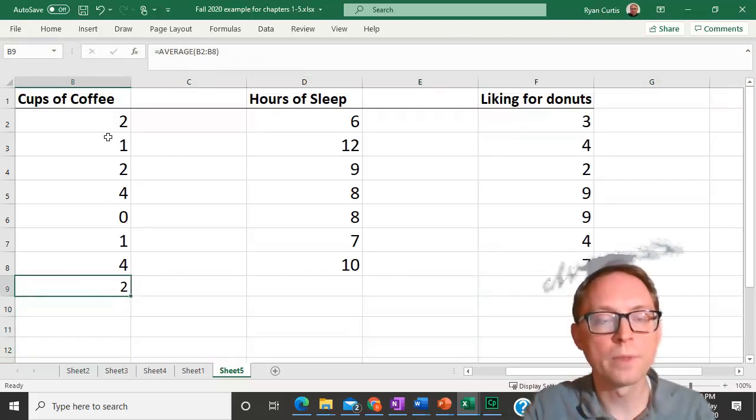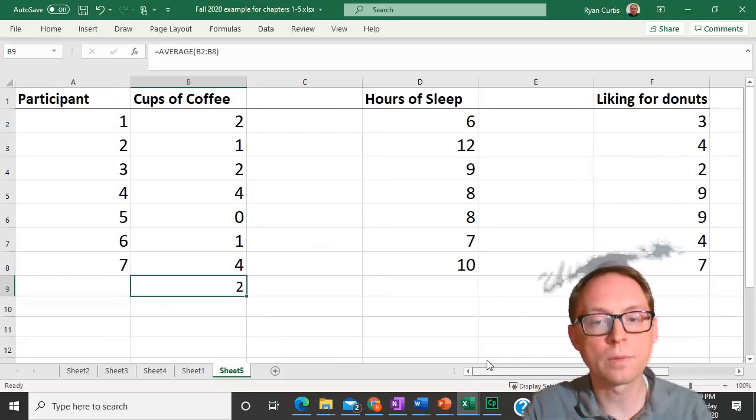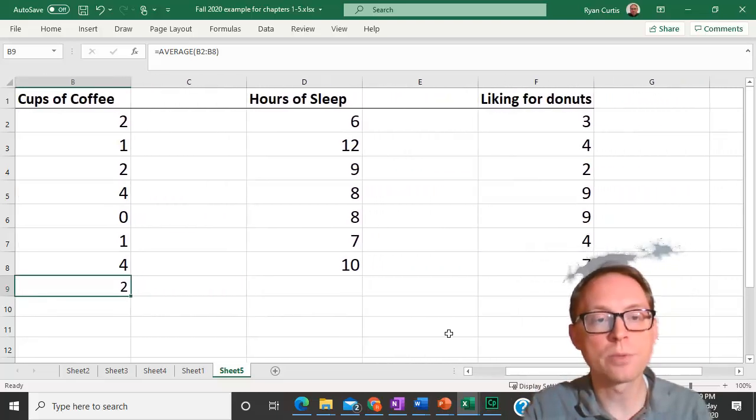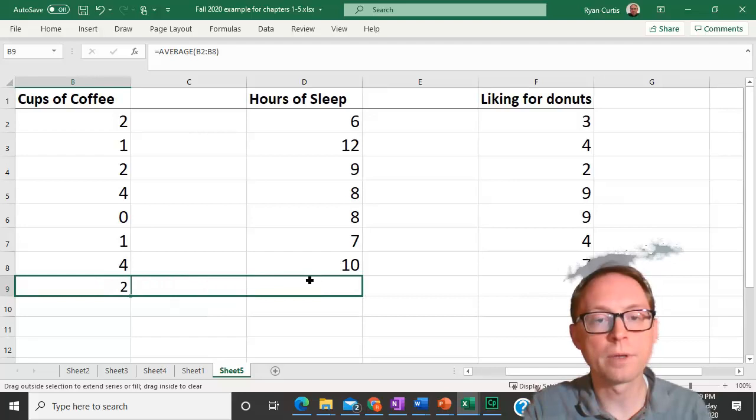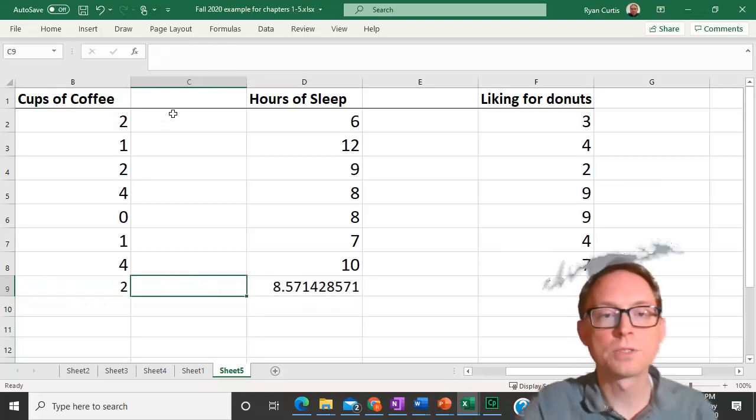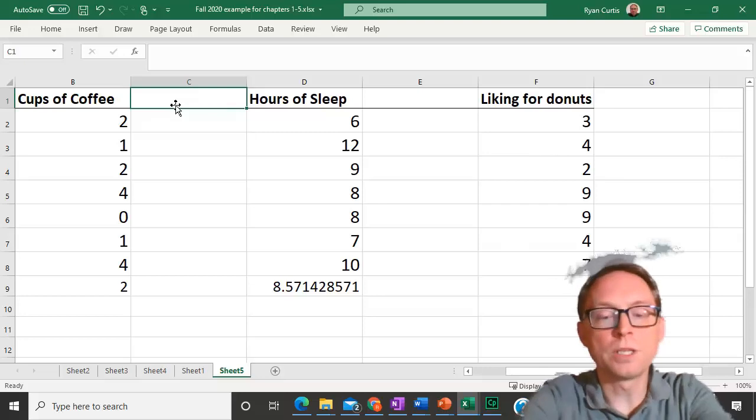There are 1, 2, 3, 4, 5, 6, 7 people in the sample. We know that because the participants are 7. And the average number of cups of coffee is 2. We also need the average hours of sleep. So let me just grab the average hours of sleep, 8.57. Next, we need the deviations.